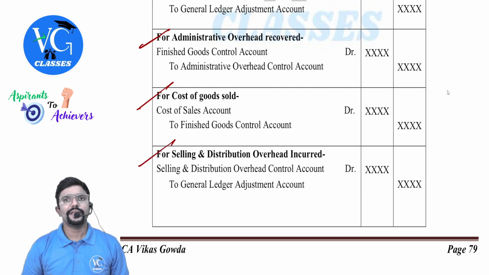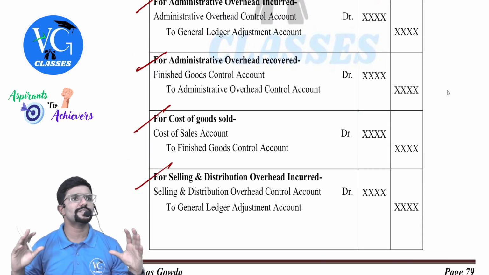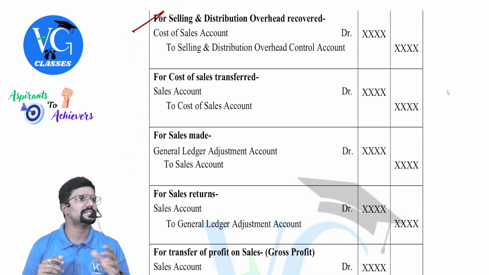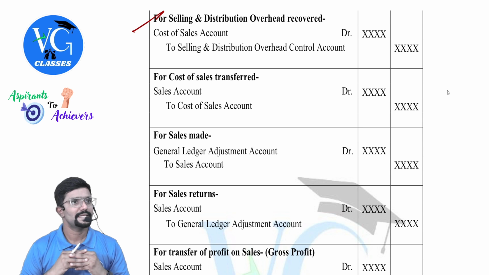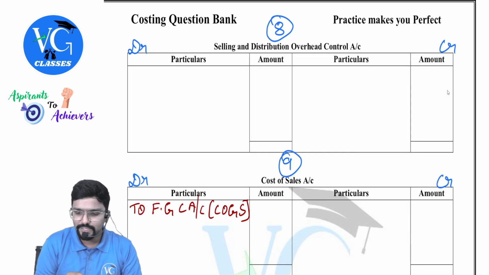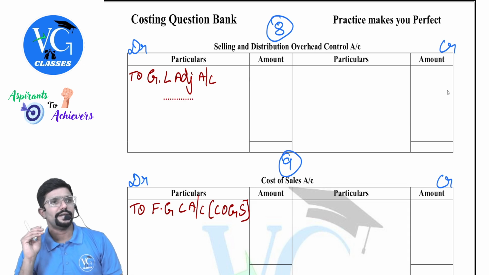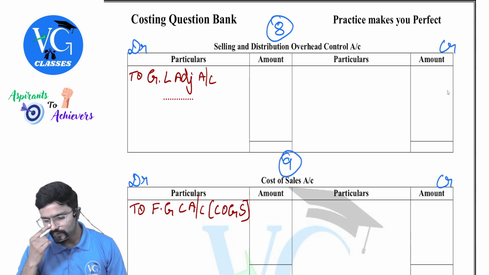Next, selling and distribution overhead incurred as well as absorbed. Incurred, what is the entry? Selling is an expense. Selling and distribution to general ledger adjustment. Then absorbed, where are we absorbing it to? Cost of sales. Entry: cost of sales to selling and distribution overhead control account, guys. Hope you understood. Both the entries will be posted, one by one. First, the incurred entry: selling and distribution overhead control to general ledger adjustment account.